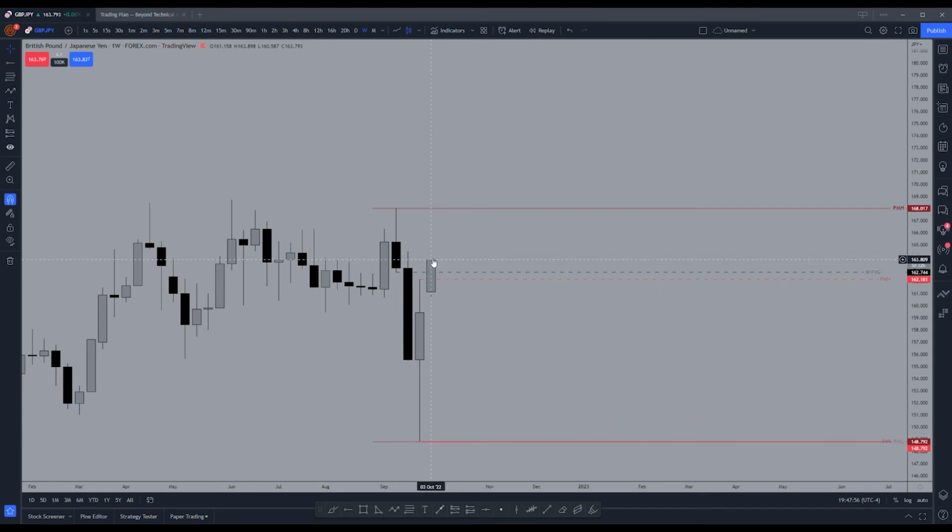So we've got that marked out. Not a lot going on. Again, there's not really a fair value gap that needs to be filled up here. It's not really an order block, anything like that. Now going down to the daily.